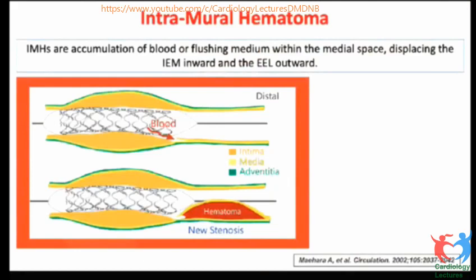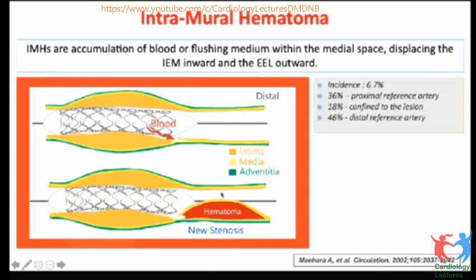Okay, what about intramural hematoma? Intramural hematoma is an accumulation of blood within the medial space. It is an extension of dissection. You just see here, the orange one is your intima, and the yellow one is your media. So you see the dissection extending into the media, the blood seeps in, and it has no way out. So that's why it just accumulates in the media. That causes a lumen compromise.